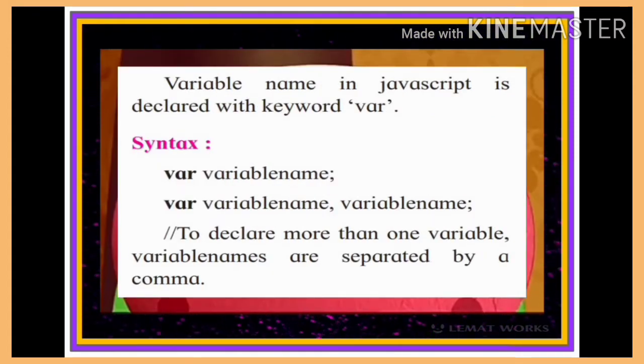A variable name in JavaScript is declared with the keyword var in small case. Syntax: var, then the variable name, and at last write a semicolon. Var variable name, comma, variable name means you can declare more than one variable in the same line. To declare more than one variable, the names are separated by a comma.